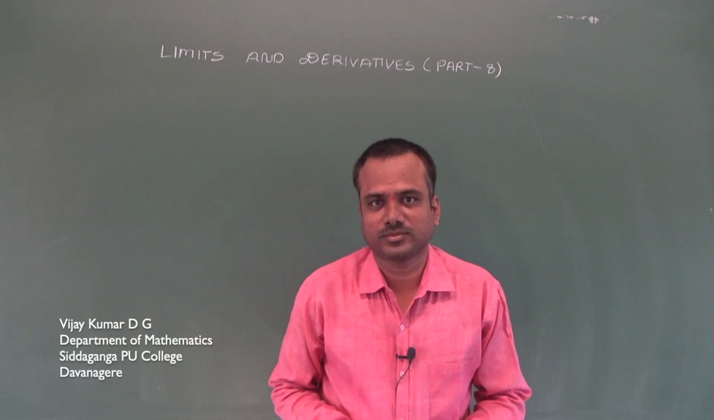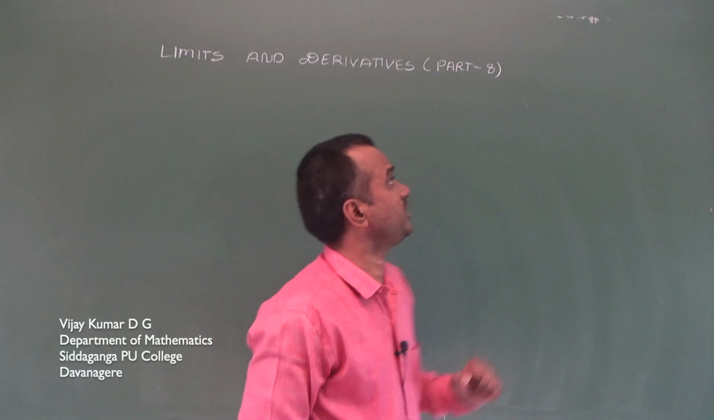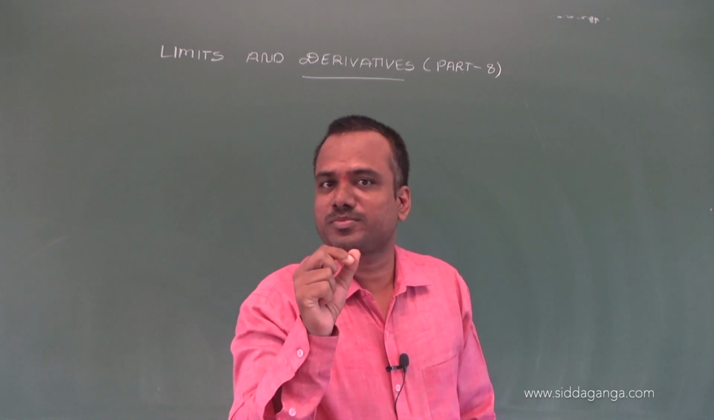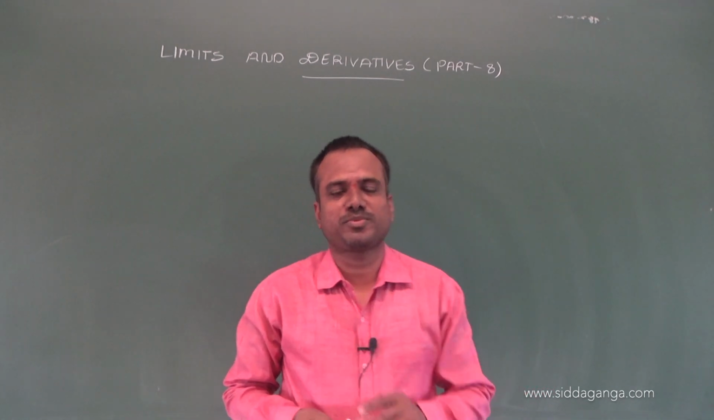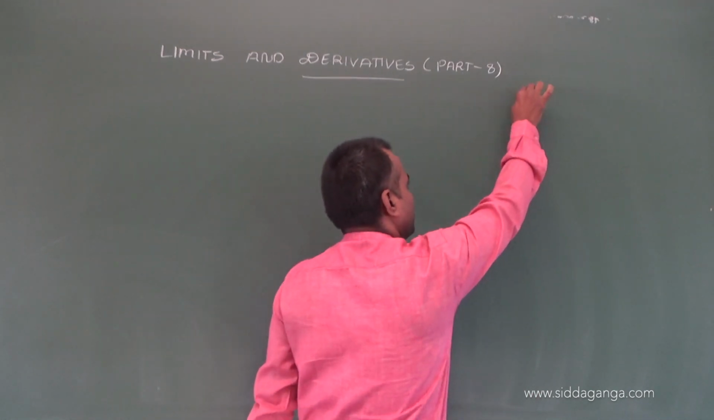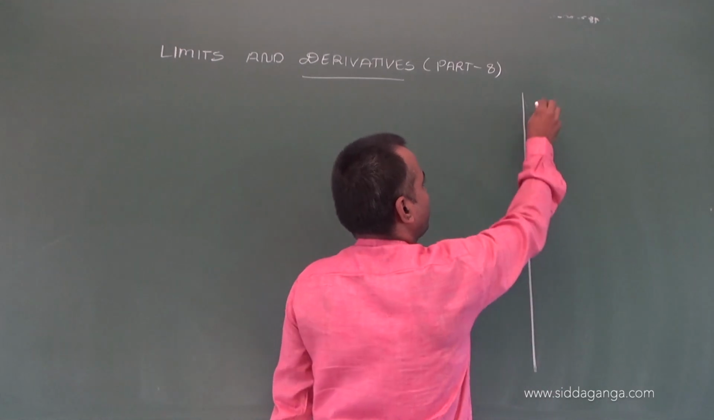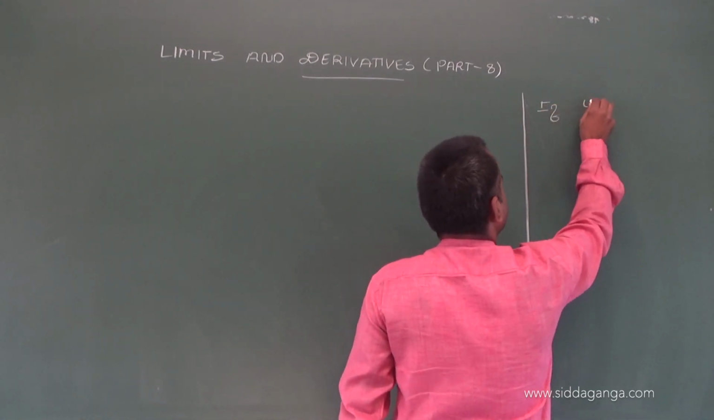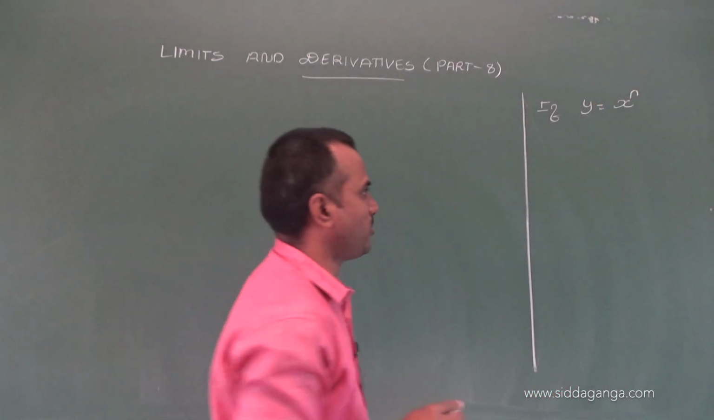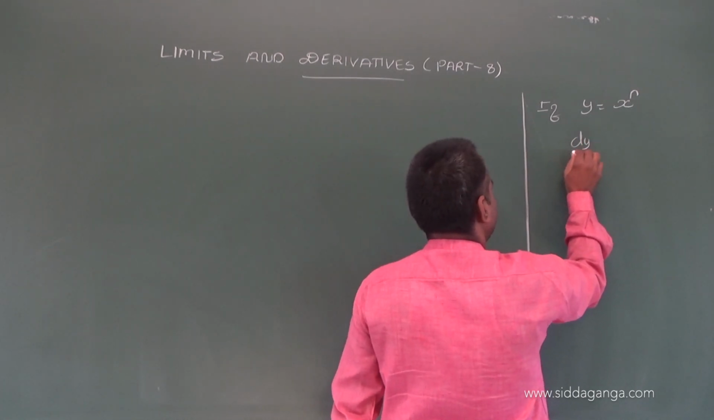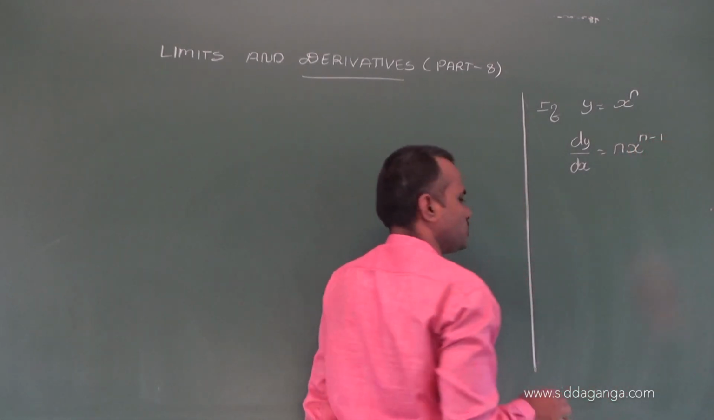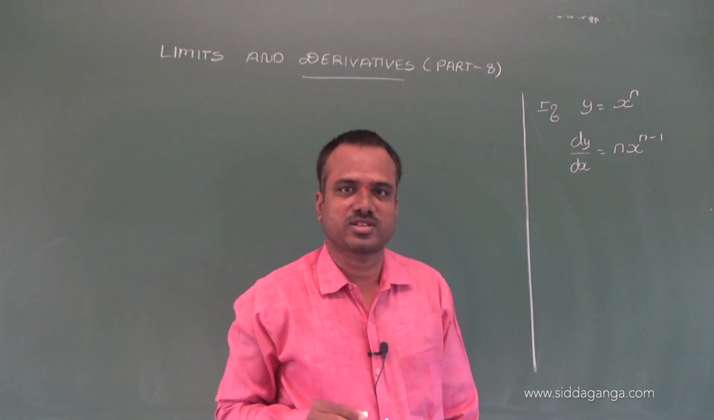Hello students, in the last class we discussed the definition of the derivative as well as the first principle method. In the first principle we already discussed one very important formula. If y is equal to x to the power n, dy by dx is n into x to the power n minus 1. This is the first formula we discussed in the last class.